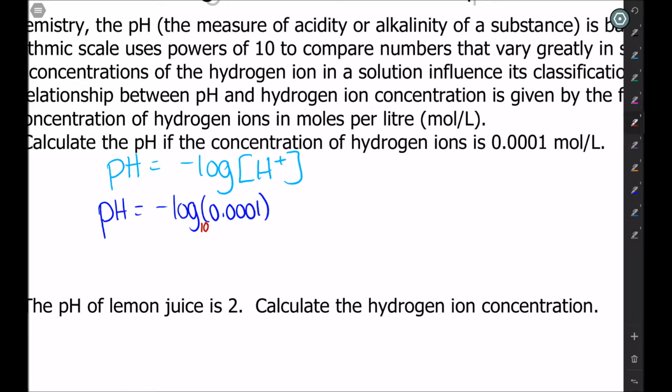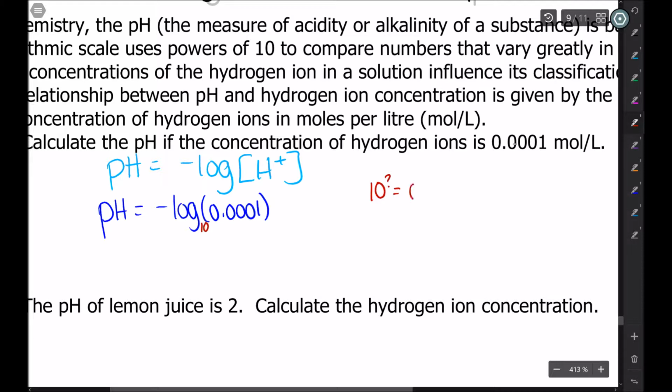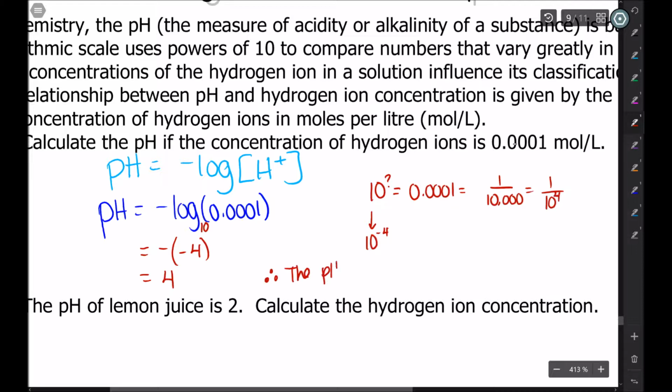Okay, so I want to know 10 to the power of what is equal to 0.0001. Okay, so I know that this is equal to 1 over, this is the tenths, hundredths, thousandths, 10,000ths, so it's 1 over 10,000, or 1 over 10 to the power of 4, which means that this is 10 to the power of negative 4. So my answer here is going to be negative 4, but the double negatives turn into a positive, so therefore the pH of the liquid is 4. Okay?